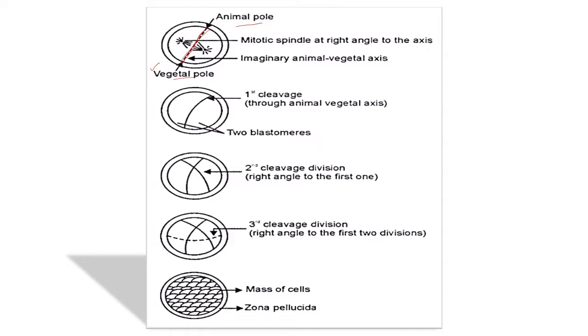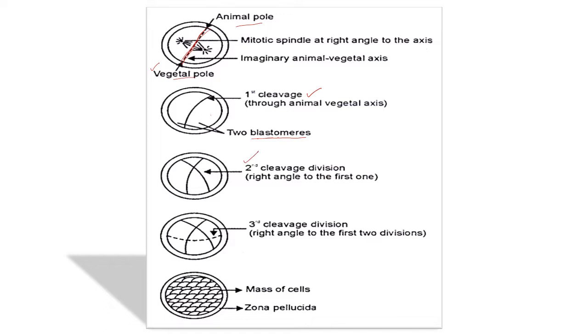As a result, the zygote becomes two cells. The cells are called blastomeres. So a two-cell stage, or two blastomeres, are formed after the first cleavage division. It is a vertical division. Now these two blastomeres undergo the second cleavage division.